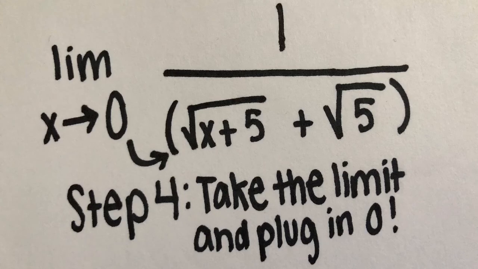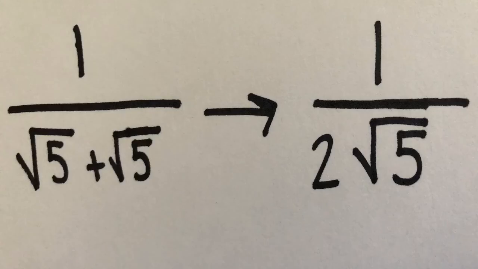Now, we must plug in 0 wherever there is an x. The arrow in this image indicates that we are plugging in 0 for the x under the radical. Doing so will give us 1 over the square root of 5 plus the square root of 5. Added together, this becomes 1 over 2 times the square root of 5. However, we cannot leave this as our final answer because of the square root in the denominator.